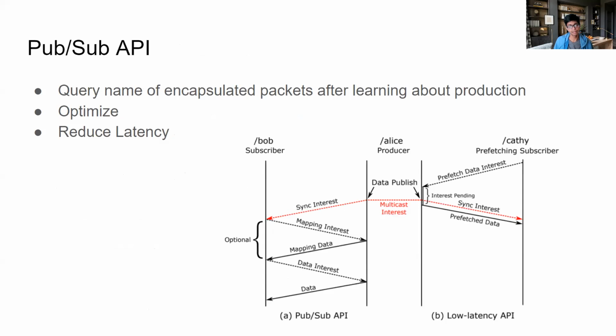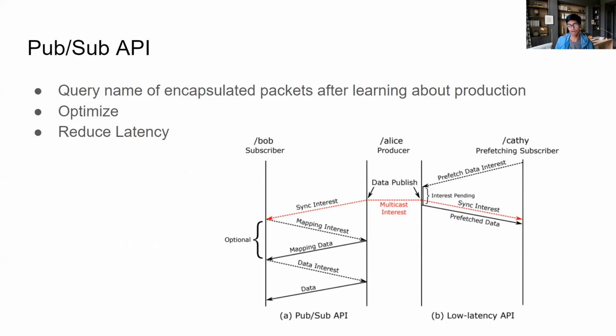Next, we build our PubSub API over this data distribution. When consumers learn about newly produced data, they know the sequence numbers of the new data through sync. Now they fetch the mapping between the sequence number and the application data using a mapping interest. Using this mapping, the consumers can now selectively fetch only the data the consumer application is subscribed to, thus providing PubSub over NDN. We then optimize this mapping retrieval to make it optional, reducing one round trip of delay.